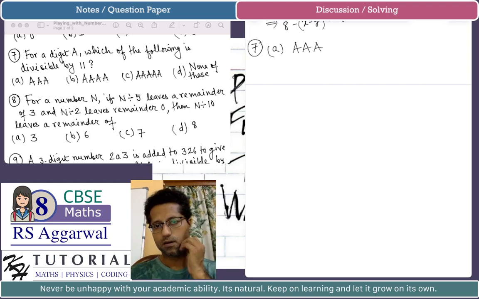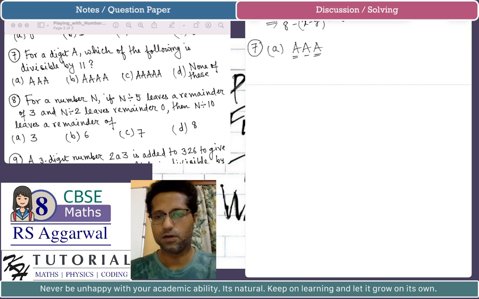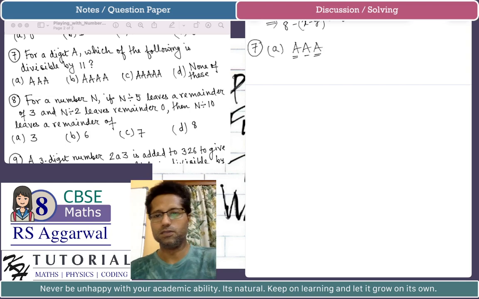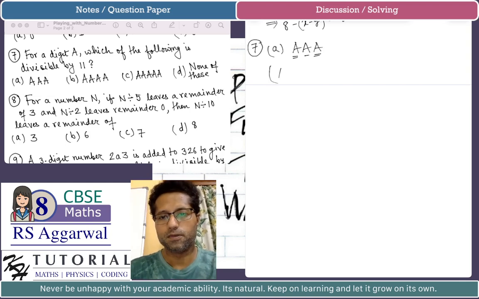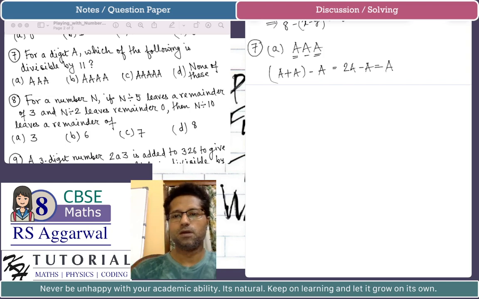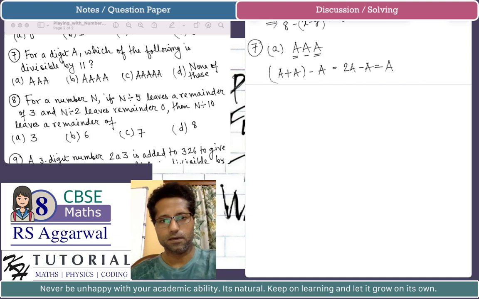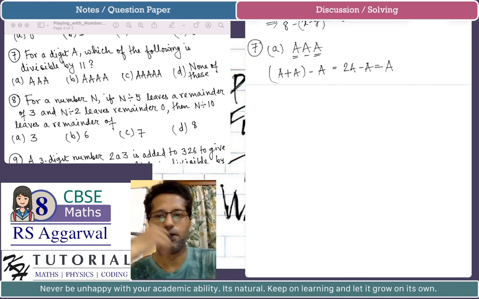If you mark the digits at odd places and even places, we can see the difference of the sum of the digits at odd places and the sum of the digits at even places is A plus A minus A. This is equal to twice of A minus A, which is equal to A. Now the problem does not say anything about the digit A, so it should work for any digit A.